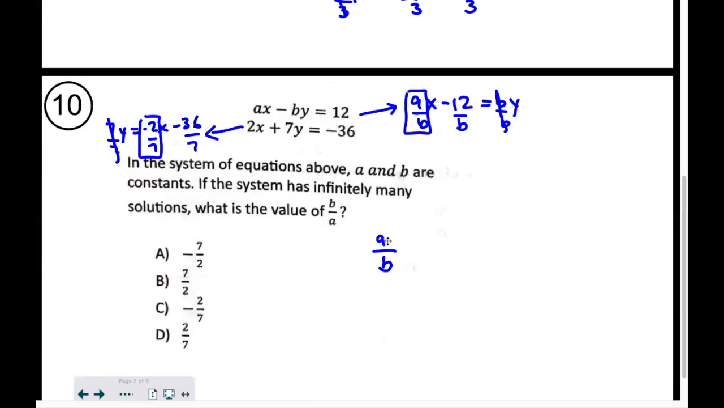And the slopes of these lines have to be equal to each other. So a over b has to equal negative 2 over 7. But they want b over a. So this is a way to get it without finding a and b individually. If I want b over a, I'll just flip this. So if I flip the left side, I got to flip the right side. So it becomes negative 7 over 2.